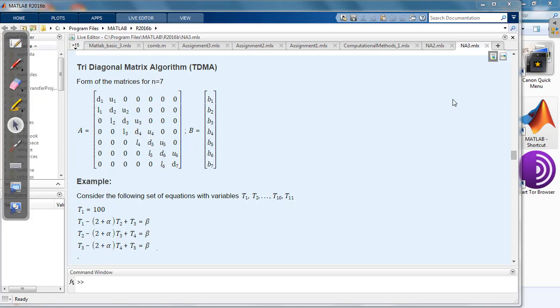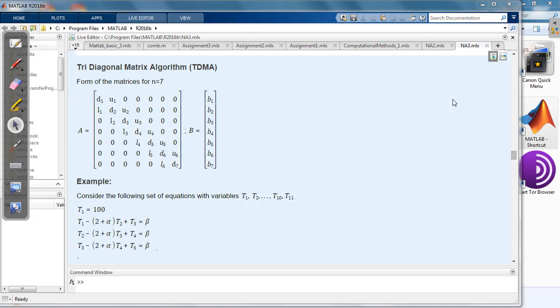In this lecture, we will be continuing the discussion on the solution of linear algebraic equations. In the last class, we discussed the Gauss elimination method and back substitution. And in this lecture, we'll start with the discussion of another algorithm, which is the Tridiagonal Matrix Algorithm.